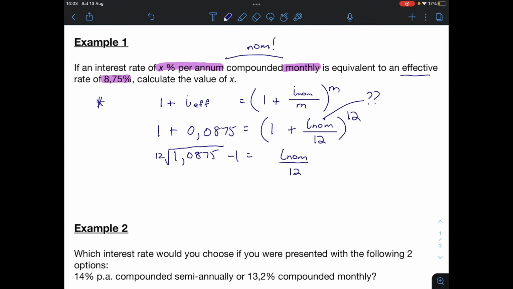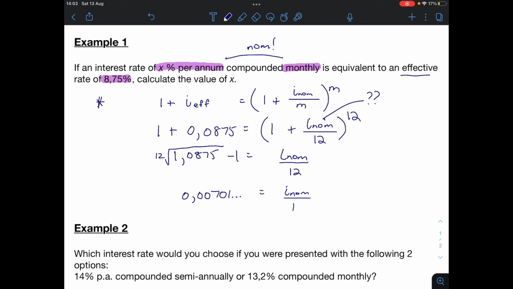So let's work with this together. First I'm going to switch my calculator on. And then I'm going to go the 12th root of 1.0875, and I'm going to subtract 1. And I get 0.00701 and so on. And I end up with this.